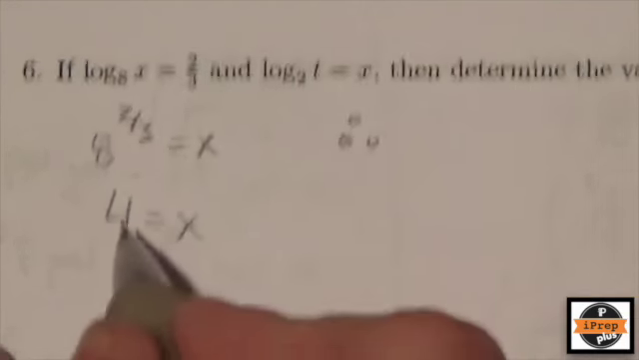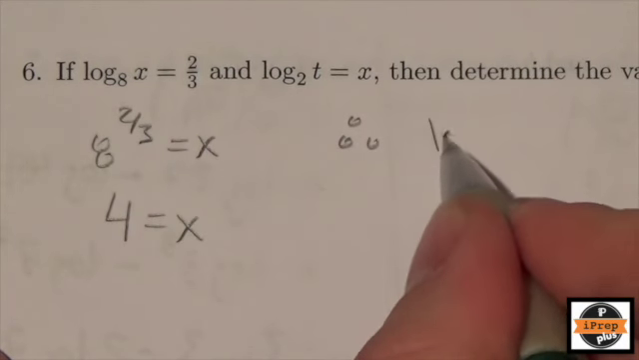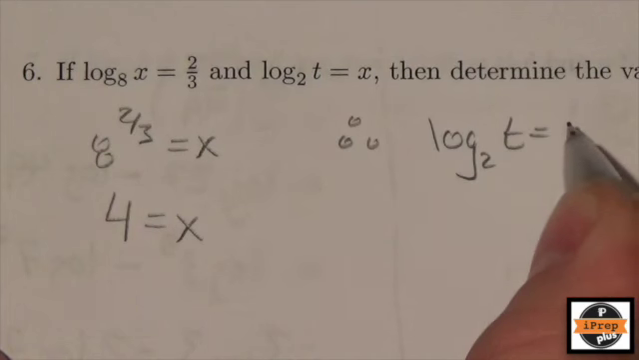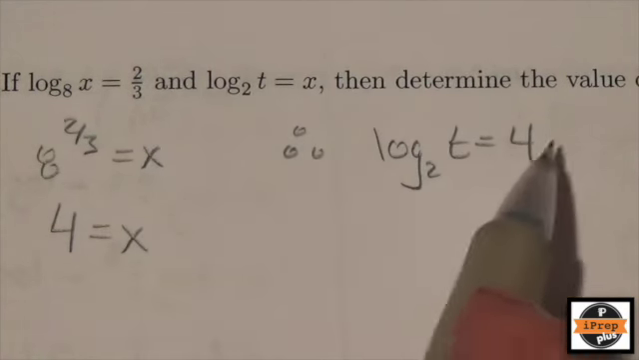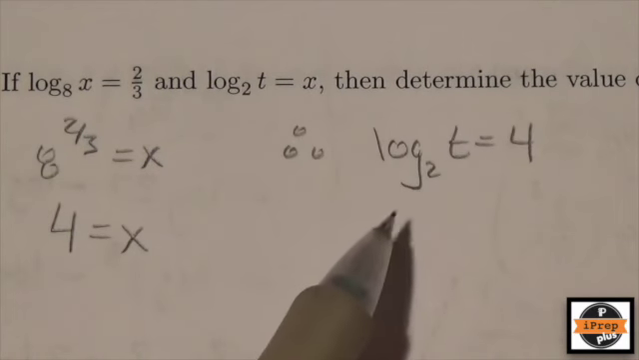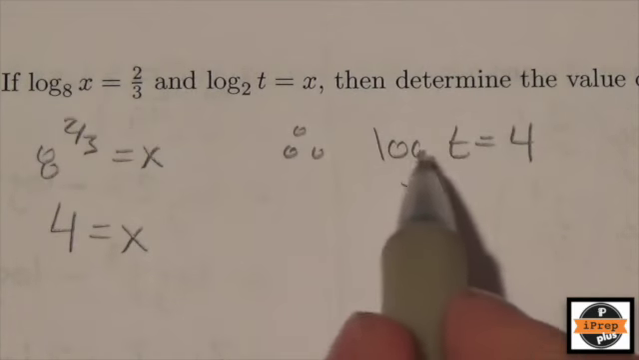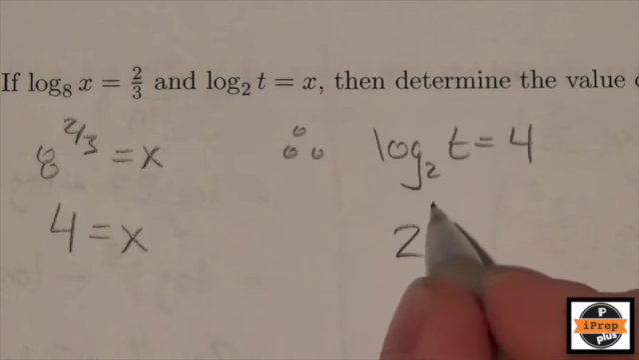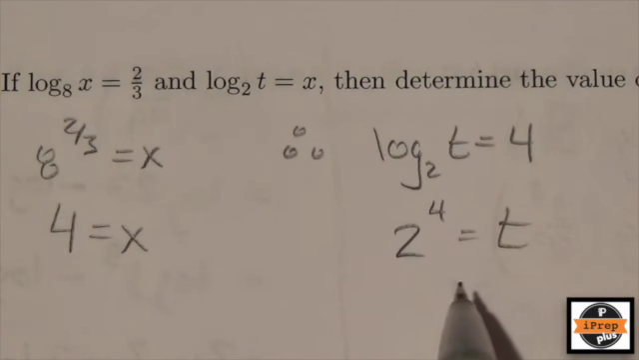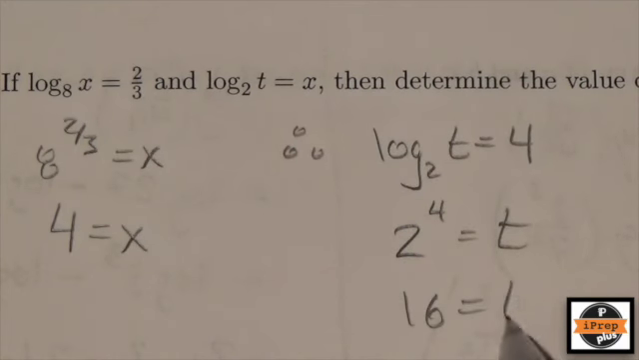Now I'll take that 4. If x is equal to 4, I'll rewrite that second logarithm, so it becomes the log base 2 of t is equal to 4. I'm being asked to figure out what t is, and it's trapped inside a logarithm, so I'll convert it to the exponential form to get it out. The base here is 2, the logarithm is the exponent, so this becomes 2 to the 4 is equal to t. 2 to the 4 is 16. Therefore, t is equal to 16.